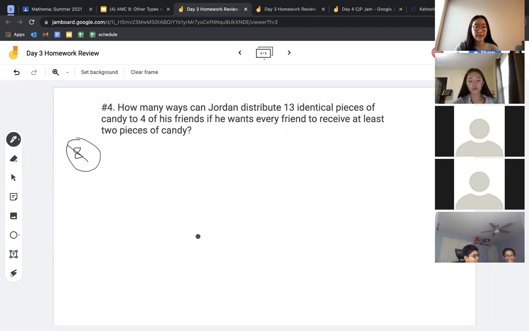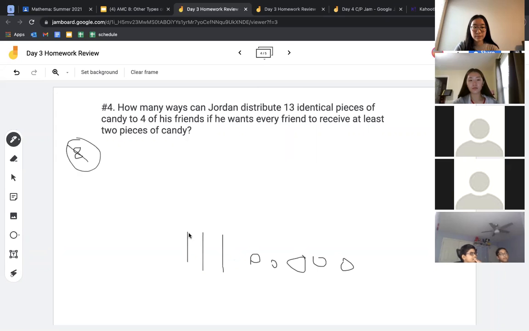Then we also need to think about how many dividers we need to separate something into 4, which is 3 dividers, because now you have 1, 2, 3, 4 spaces. And then we have 5 pieces of candy left. So I'll just draw them. 3, 4, 5. So how many total objects is this going to be?